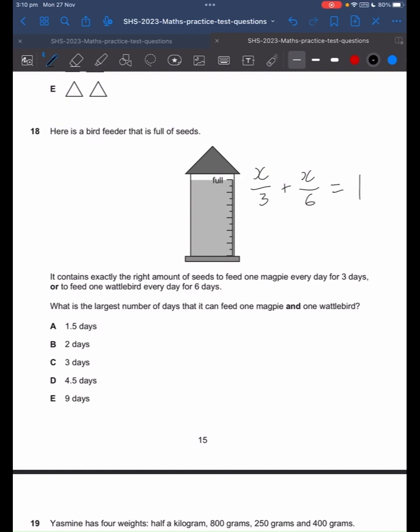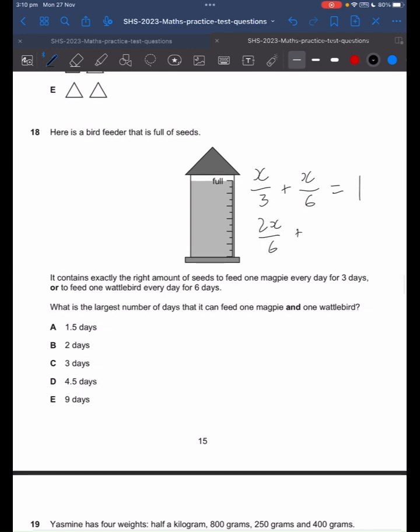From here, we can rearrange. So we get 2x over 6 plus x on 6 equals 1. 3x over 6 equals 1. So x equals 6 on 3, which equals 2. So the answer should be B.